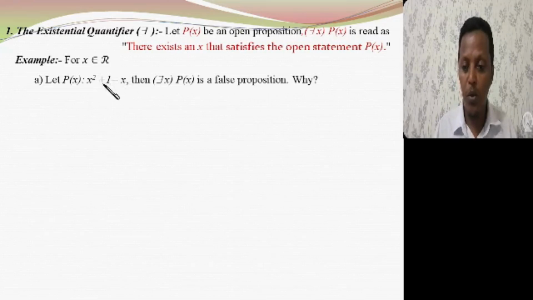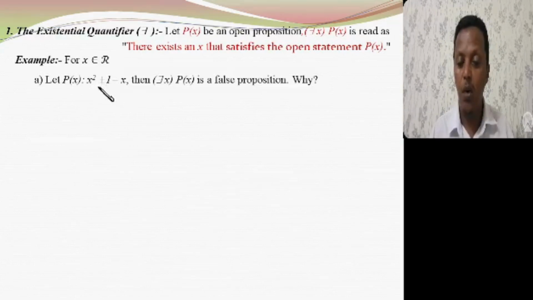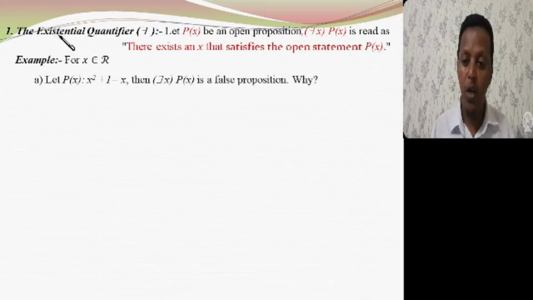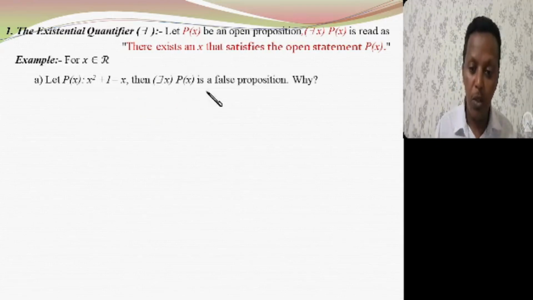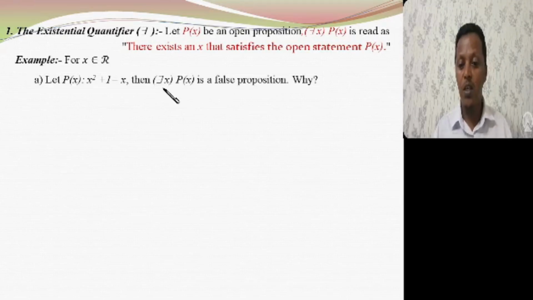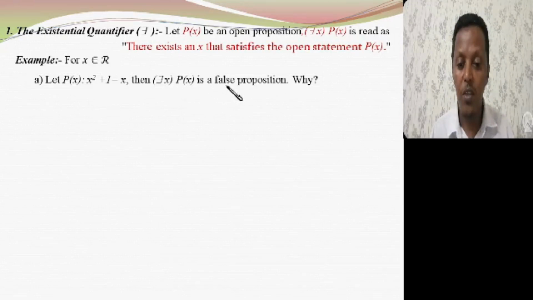So x squared plus 1 is equal to x. This is a sentence containing the variable x, so it is an open statement. Now without inserting a value for the variable, we are going to attach the existential quantifier here: there exists x, P of x. This will convert the open statement P of x into a statement. This is a statement because there exists x, P of x is a false proposition.